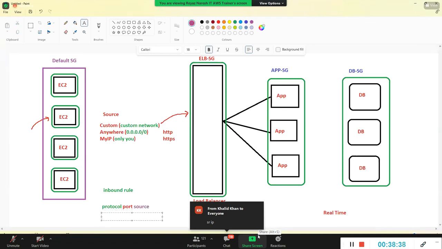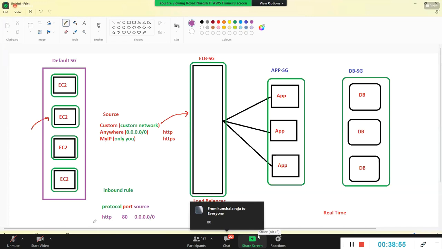See, which protocol are you allowing? HTTP. On which port? 80. And what source? You want custom, anywhere or my IP. So let's say, for example, I go with anywhere. Anywhere means 0.0.0.0 like this. If you add this inbound rule, on port 80 everyone can access our load balancer using HTTP. Guys, your website should be accessed by everyone, right? But if you want it to be private, then go for my IP. If you go for my IP, only you will be accessing it, not everyone.